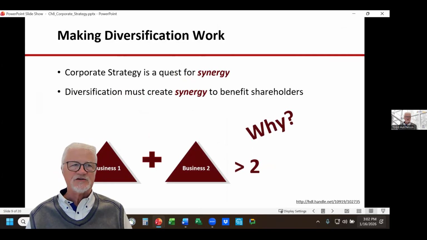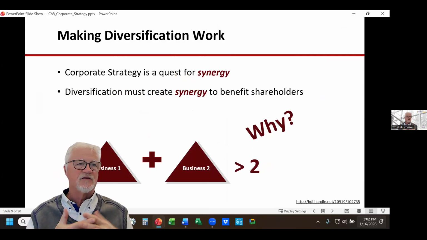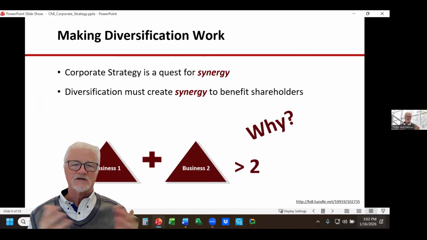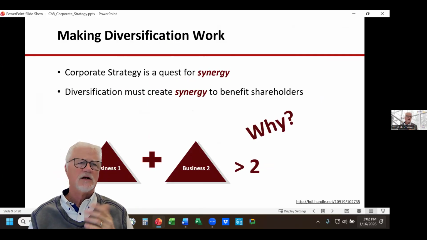It's a quest for synergy. What is synergy? When things are synergistic, that means they operate better together than they do separately. Diversification inside of a business means that I'm trying to combine two businesses and make them work more effectively than would individually. So business one plus business two is greater than two. Why? How could that happen?